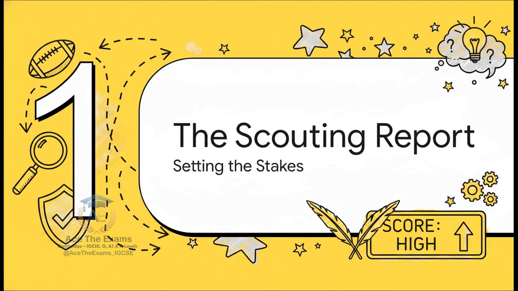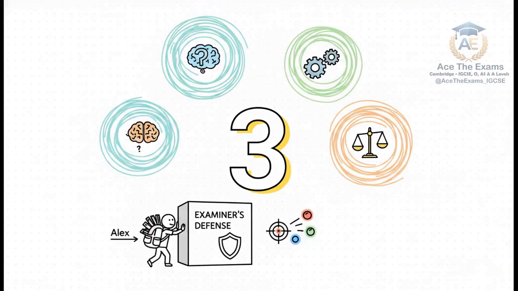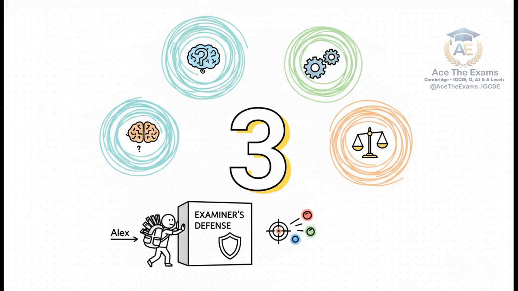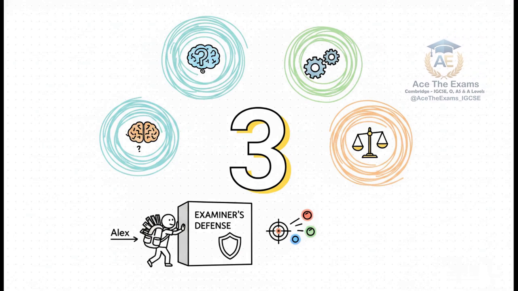Section 1. The Scouting Report. Look, to defeat our opponent, which in this case is the examiner's marking rubric, we first need to scout their defensive strategies and really understand the core principles of the exam. You absolutely cannot win the game if you don't know how the points are actually scored. 3. That is the magic number. The assessment objectives for this paper target exactly 3 distinct cognitive domains: knowledge and understanding, analysis, and evaluation.